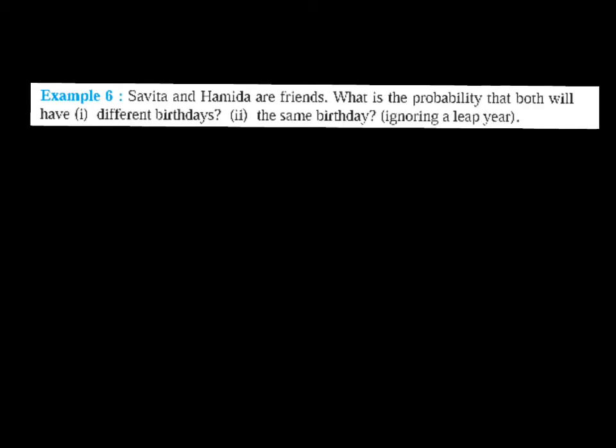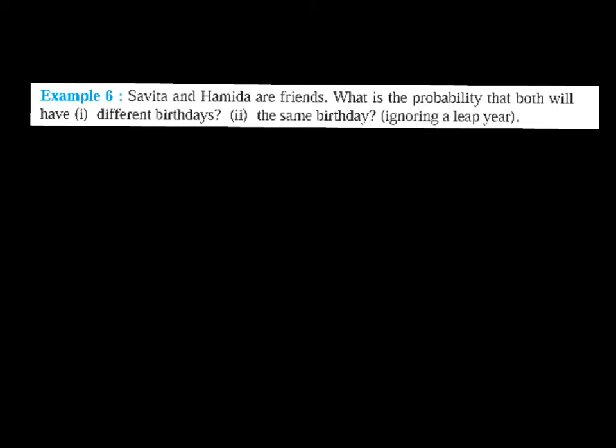Very easy problem. Let's look at this. Savita and Hamida are friends. What is the probability that both will have different birthdays? Second, the same birthday, ignoring a leap year. So let's look at the question carefully. Out of two friends, one girl, say Savita's birthday, can be any day of the year. So we are considering Savita's birthday to be any day of the year. Now, Hamida's birthday can also be any day of 365 days in the year. Let us assume that these 365 outcomes are equally likely.